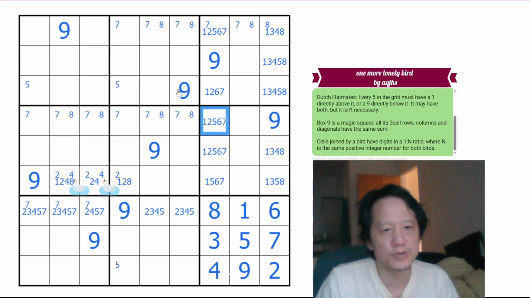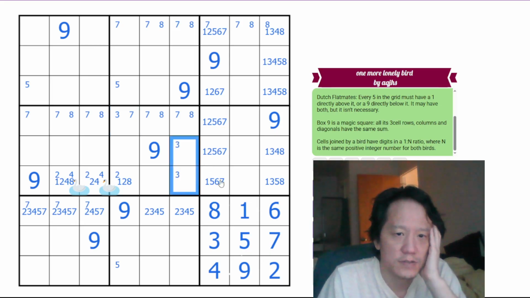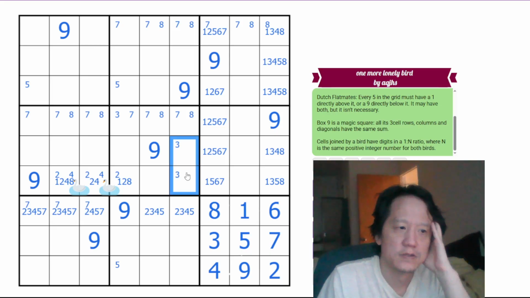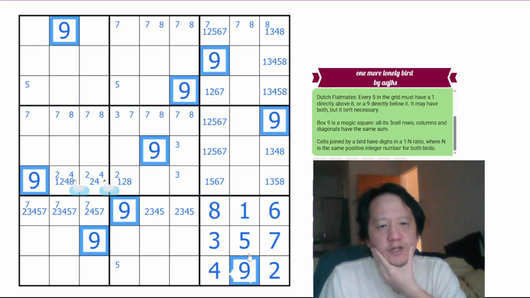That means 3 either has to be here or one of these 2 cells. This has to be a 1 to 2 ratio. Obviously. Because 9 can't be here. We have all the 9s.